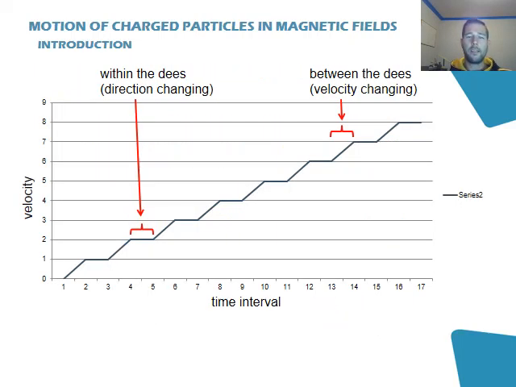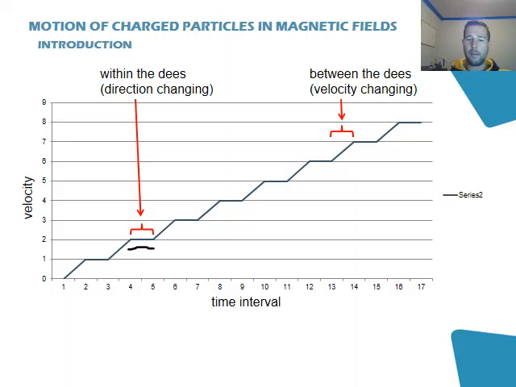I've created this graph here that helps explain this. On the y-axis on the left, we've got velocity, which is unitless, just used as an example, and we've got a time interval on the bottom as well. We've got a particle that's traveling between the D's and within the D's. Between the D's it's accelerating due to the electric field, and within the D's it's just changing direction while maintaining its speed. So we can see these flat components where the velocity is not changing on our graph. I've marked one here with an arrow pointing to it. The velocity remains constant within the D's because the direction is changing.